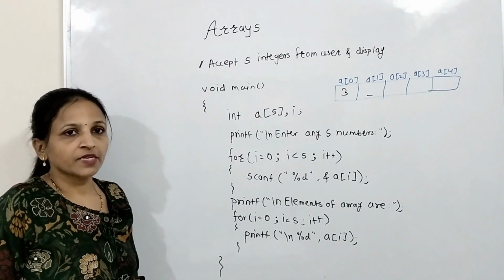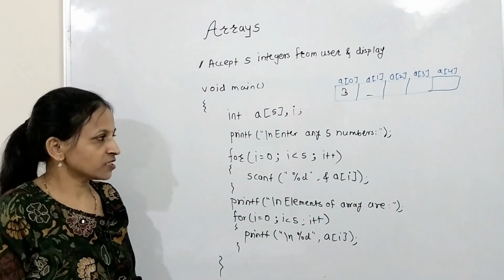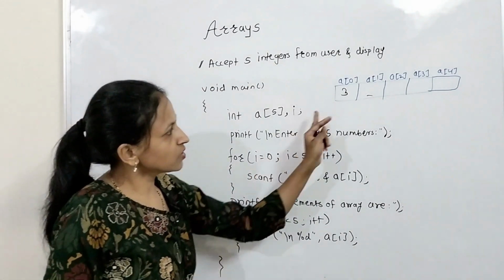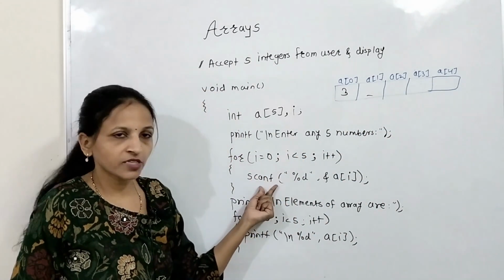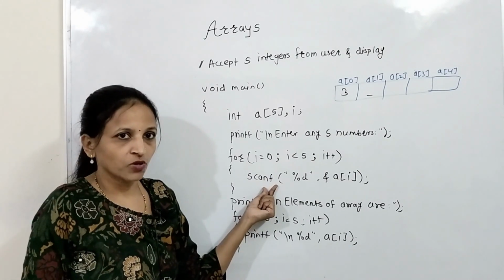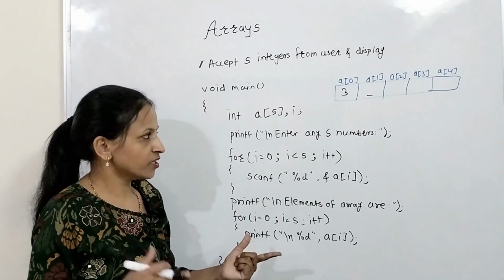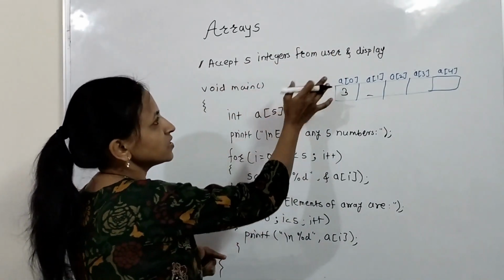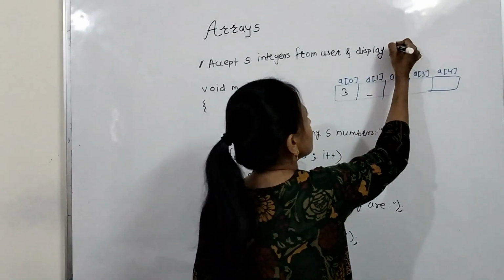The next program I am going to explain is the sum of all the array elements. To do the sum of all those elements, we have to accept all the elements; this is compulsory. And now how to do the sum? For that I am going to explain the next program: accept 5 integers from the user and display the sum.